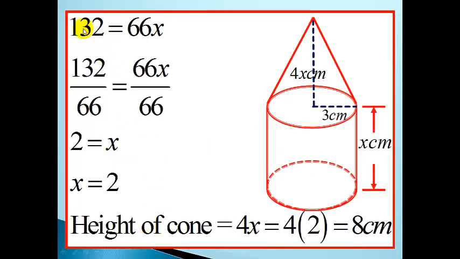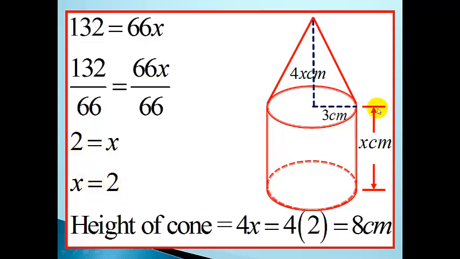Now, if 132 is equal to 66x, how do we solve for x? We divide the right hand side by 66 as shown. Then we divide the left hand side also by 66. Now, 66 cancels 66 and we are left with x, or 66 goes into 66 once, 1 times x is x. And 66 goes into 132 2 times. That means that the value of x is equal to 2. So x is equal to 2.